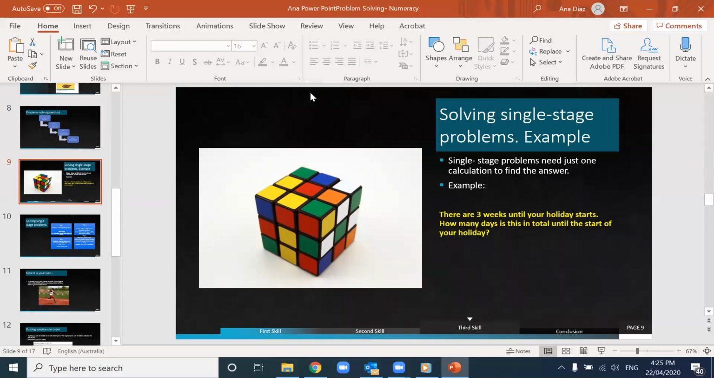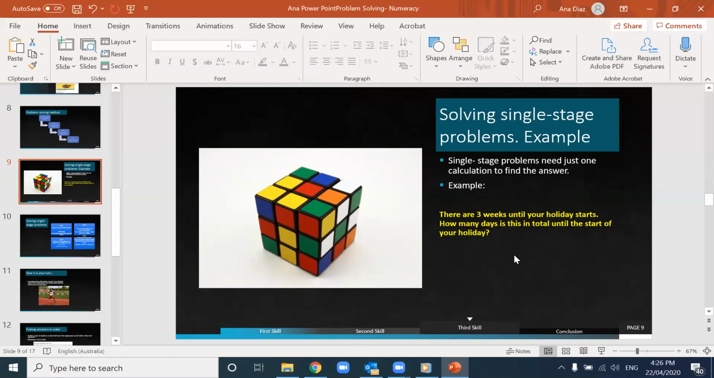And this is the part where we talk about the single stage problems. This is the example. So there are 3 weeks until your holiday starts. How many days is this in total until the start of your holiday? So if you approach this question following the 4 steps, it will look like that.